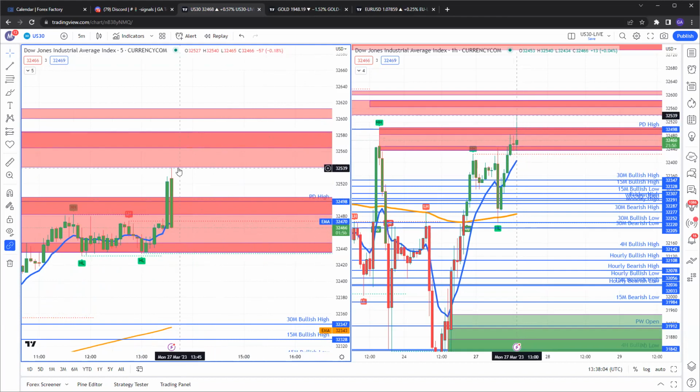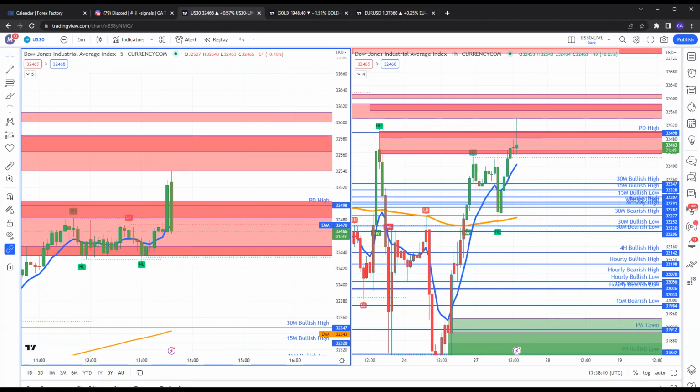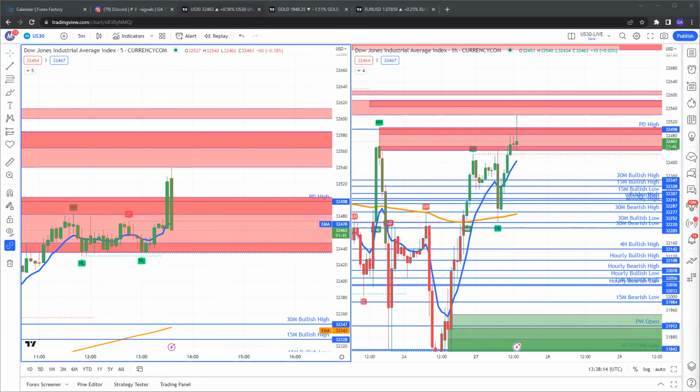So again, this is what we want to see: price rejecting from this supply zone. So let's start. Personally, I prefer trading US 30, but we go over analysis for US 30, gold, and EU. During the live session, if anybody has a question, feel free to unmute yourself and ask.